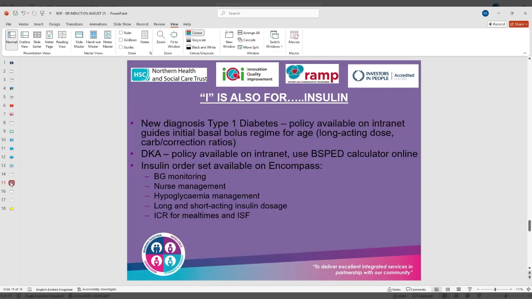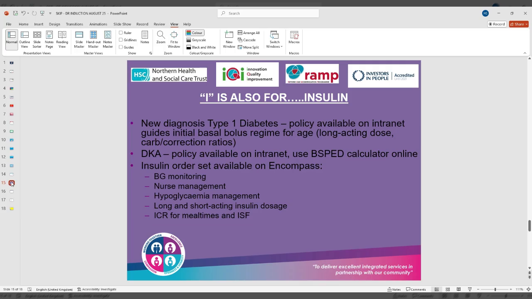I is also for insulin. This was introduced as part of SCIP in order to minimize our handover interruptions and allow prompt administration at meal times of insulin for children. For newly diagnosed diabetics and DKA, the policies are available on the intranet. For the newly diagnosed diabetics, the policy will actually guide your initial long-acting dose and carbohydrate correction ratios as a starter point.